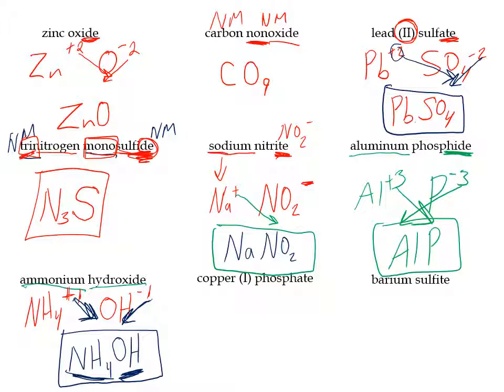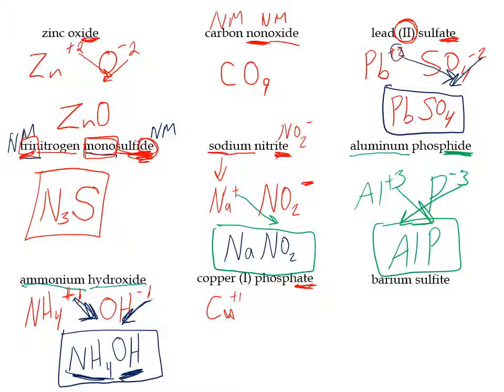Copper 1-phosphate, almost done. Copper is Cu. It's telling us what the charge is. It says it's a +1, so I'm going to write +1. I can check my periodic table, and it says copper can be +1 or +2, so this is in fact correct. And then phosphate, notice it does not have an IDE ending, so it's not just a non-metal. This is going to be another polyatomic ion.